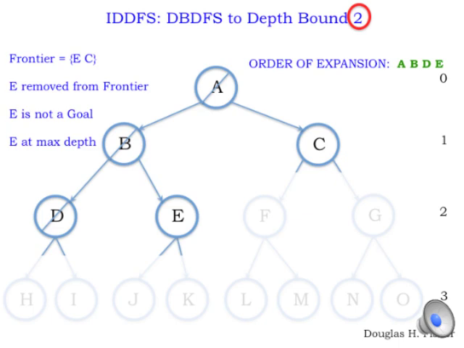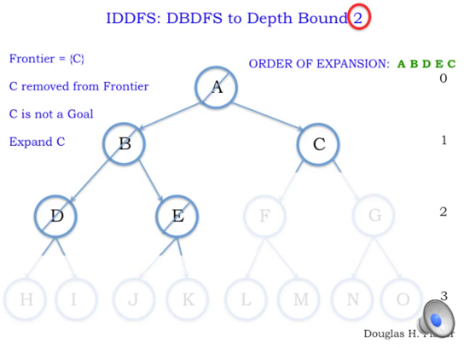E is removed from the frontier. E is not a goal. E is at the maximum depth bound again, and so we don't expand it further. The order of expansion, or perhaps you would prefer the order in which I've removed nodes from the frontier thus far, has been A, B, D, and E. Only C remains on the frontier at this point.